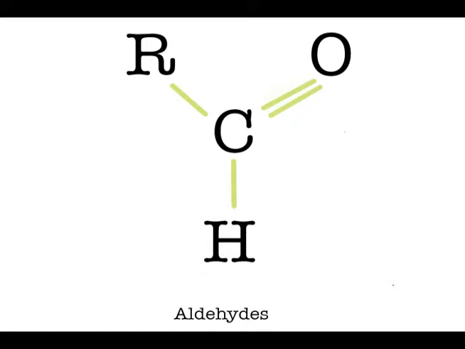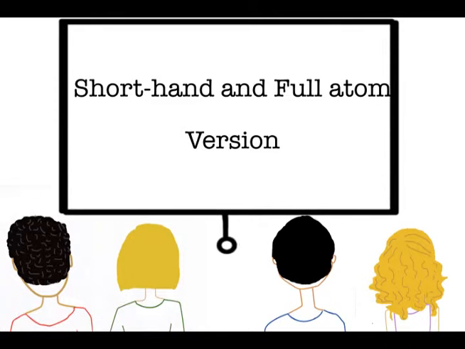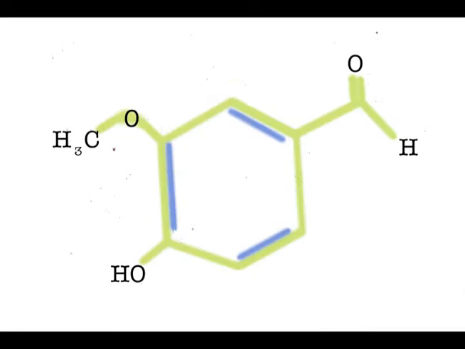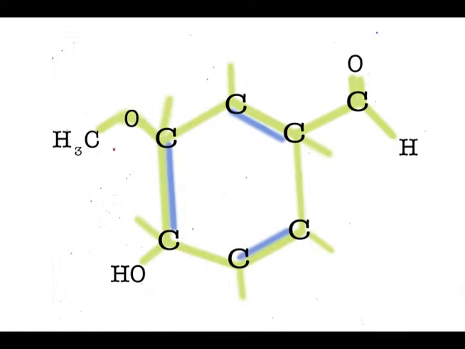Each molecular structure is written in shorthand and full atom version. What is that? Shorthand version is not labeled with the carbons and hydrogens. Instead, it shows that the carbons are located where the lines meet and the hydrogens are added depending on the number of bonds to carbon. Full atom version shows carbons and hydrogens labeled. Each carbon should be attached to 4 lines, and if not, the correct number of hydrogens should be added.